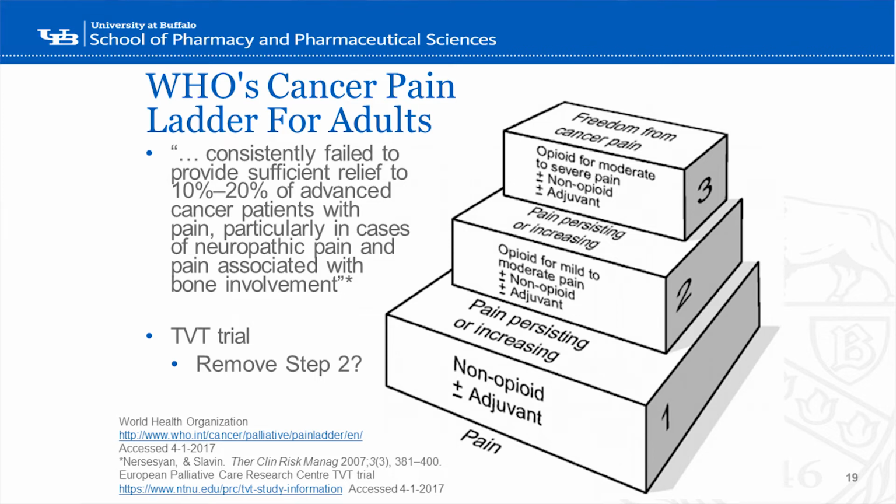And presently in Europe, there's the TVT trial, where they're actually looking at this ladder and removing step 2 from it. And I point this out because many times patients come to us with cancer pain, and step 2 really doesn't help us at all, and we often progress to step 3 right away. The other critique of step 2 is what is an opioid for mild to moderate pain versus what is an opioid for moderate to severe pain. If we understand that morphine, oxycodone, and hydrocodone are relatively equipotent, which one of them would you consider first versus last? So we often move right through step 2 and into step 3.